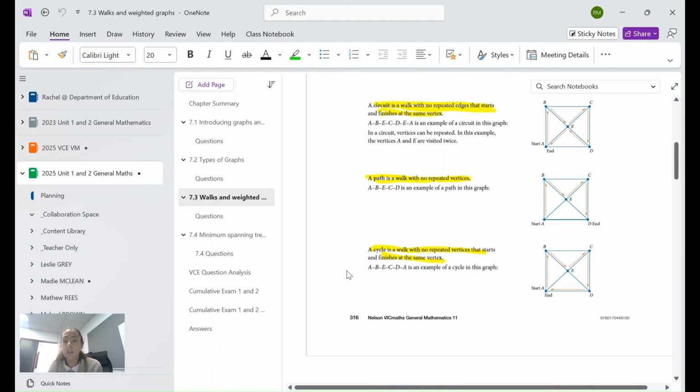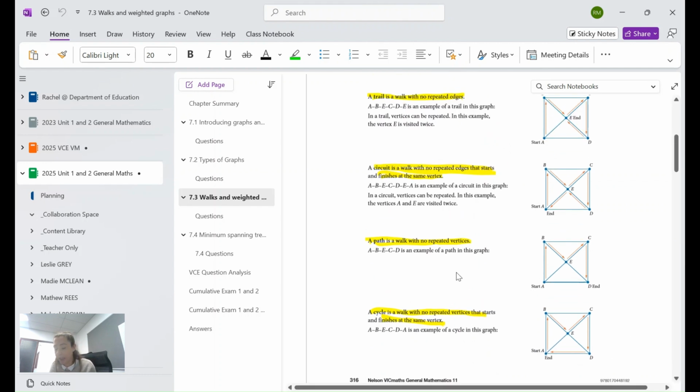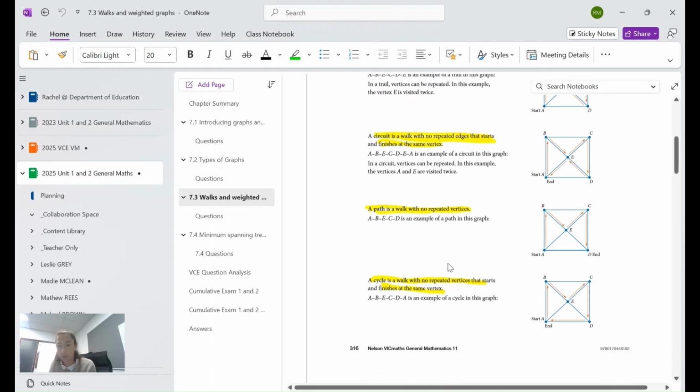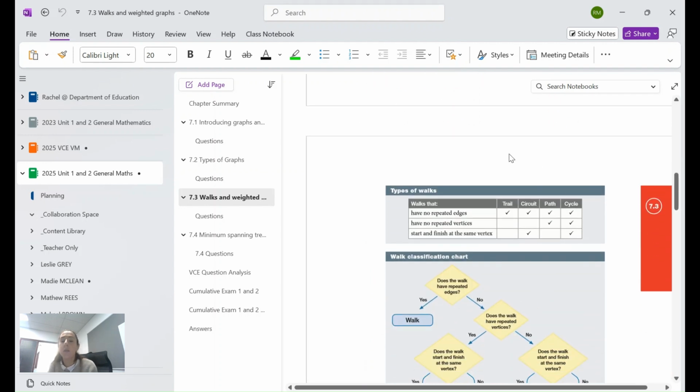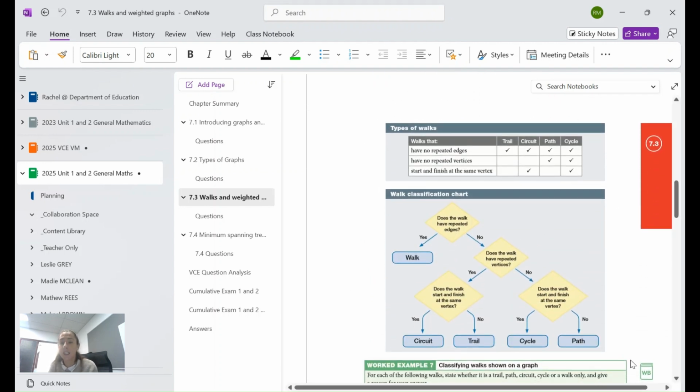A cycle is a walk with no repeated vertices and it starts and finishes at the same vertex. So can you see we've got two that must start and finish at the same vertex, and then the rest can start and finish wherever, but they have some constraints on if we can repeat the vertices or repeat the edges. So please have this in your notes. It is so important that you have this documented.